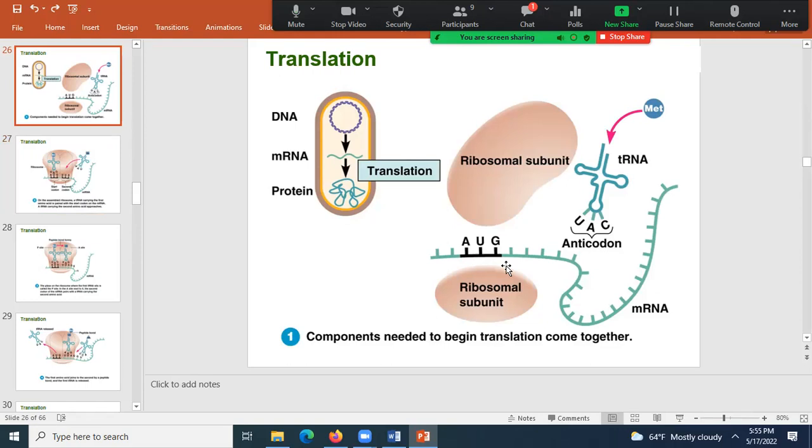But for protein translation to occur, you need the messenger RNA, you need the ribosome, which you might remember is made up of ribosomal RNA and ribosomal protein, so this is both protein and RNA. And then you need the tRNA, and bound to that tRNA will be the amino acid.